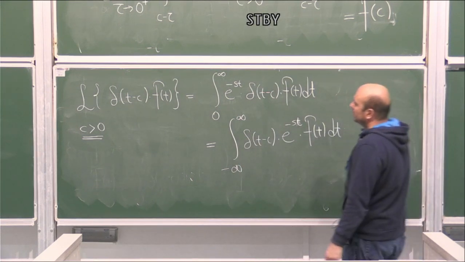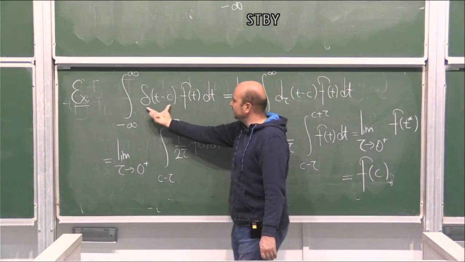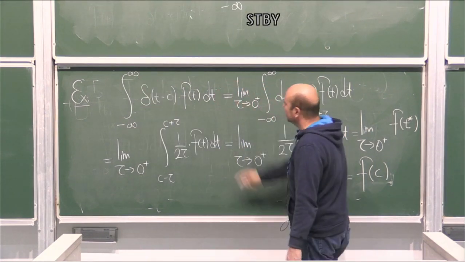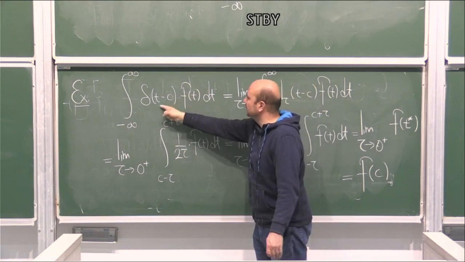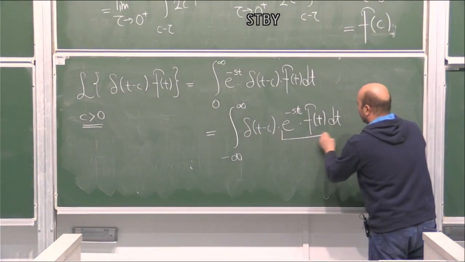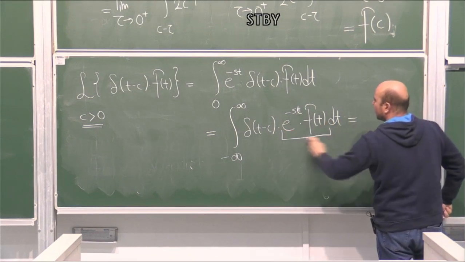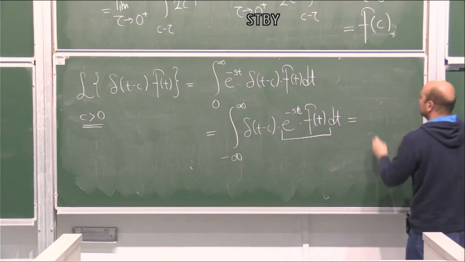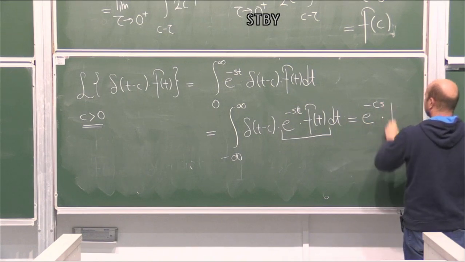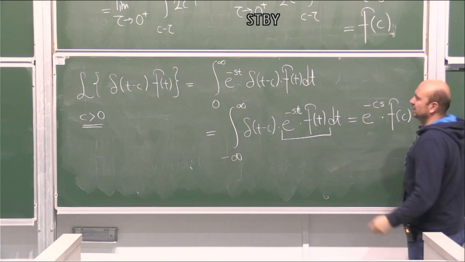But then the formula now applies. Delta function, something next to this, from minus infinity to infinity. Its integral is exactly the value of the function next to the delta function at the impulse point. So what does this thing say? This is next to the delta function, so this integral says evaluate this at c. So we have e to the minus cs f of c. So this is the Laplace transform.